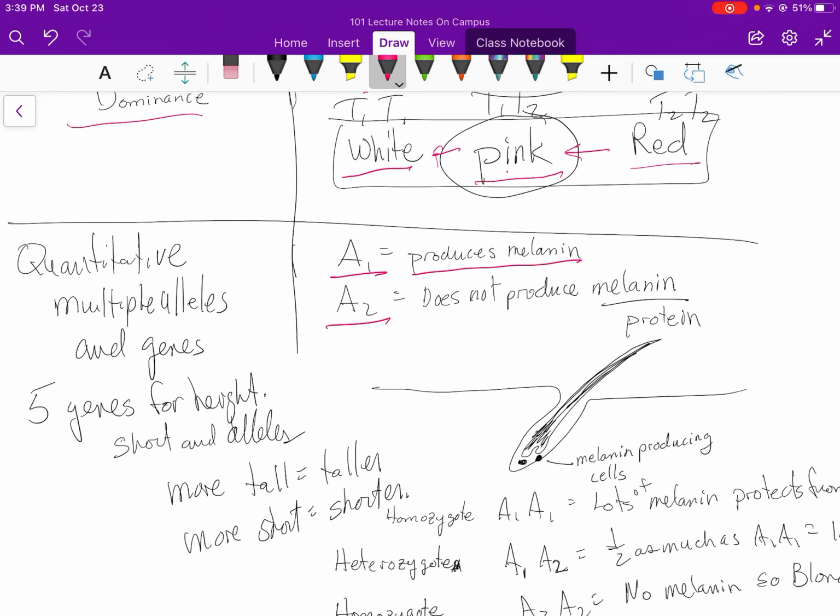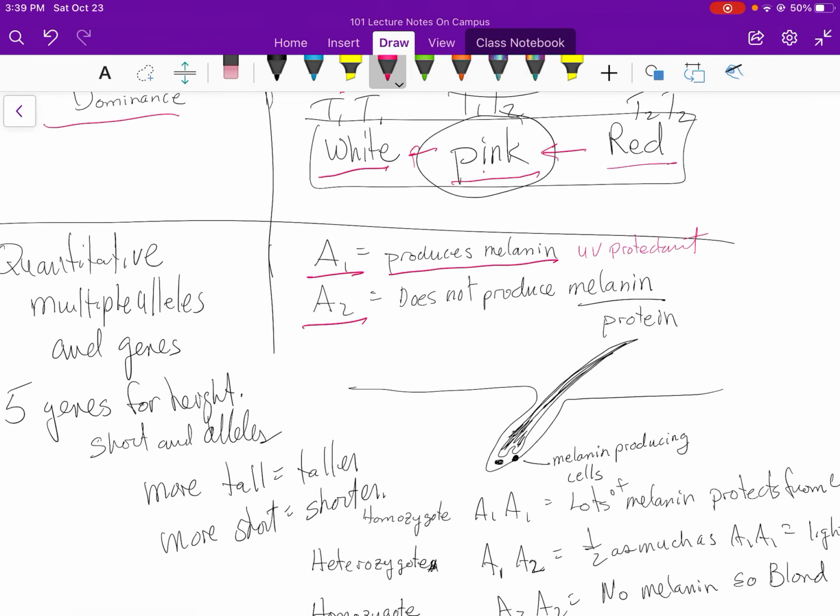A1 produces melanin, which is a UV protectant. And then A2 would be a gene that does not produce melanin, so you don't have the UV protectant. It also produces a dark color.